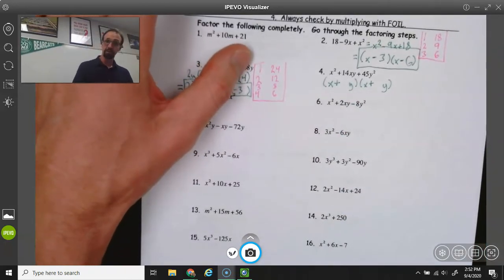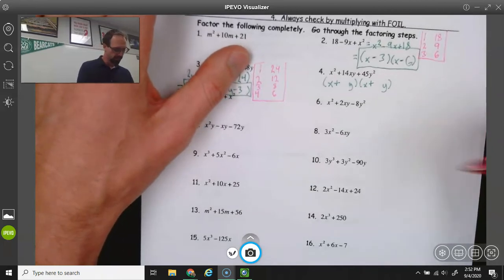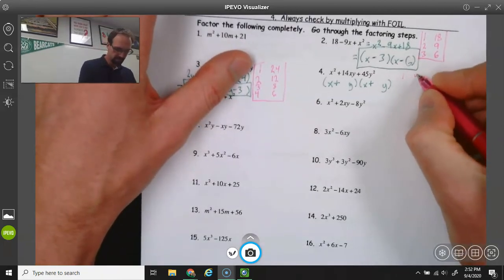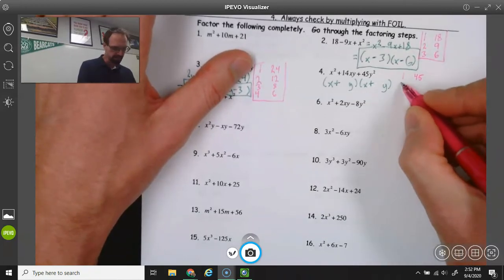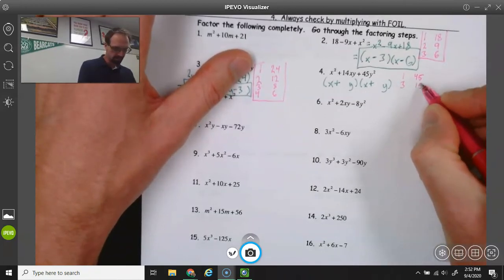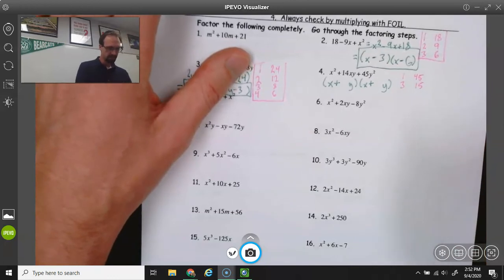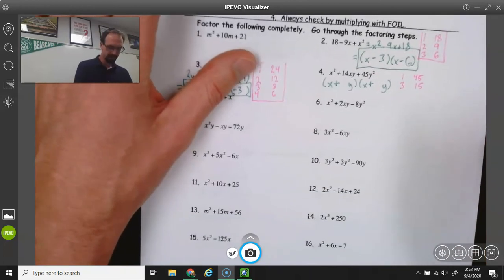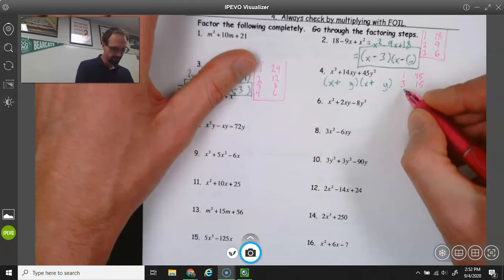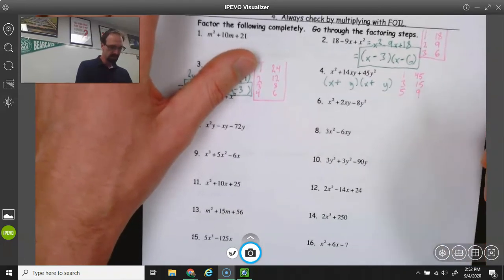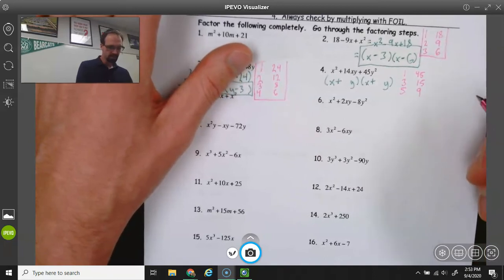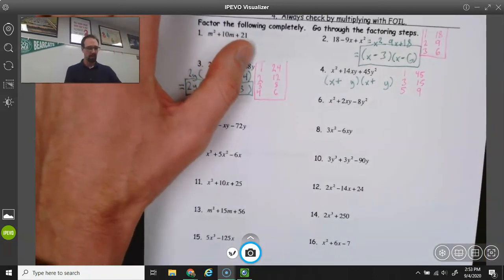Let's find the factors of 45. 1 and 45. 2 doesn't work. 3? 3 and 15. What else do we have? 4, 5, ooh. 5 and 9, I believe. 6, 7, 8, 9. Oh, there we go. So it's got to be one of these.